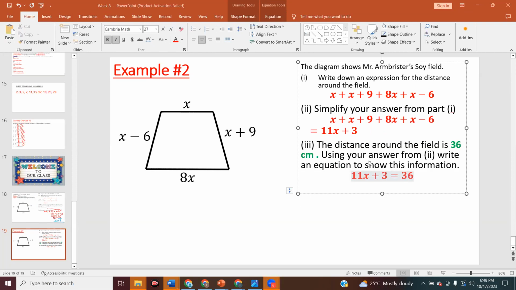How do we get that? Well, number one, we already add up all of the x's. So this is x plus 8x. That's going to be 10x plus that x. That's going to be 11x plus 3. We get the 3 because 9 minus 6 is 3. And then it says the distance around the field is 36 centimeters. So we take our answer from the first one and we set it equal to the perimeter of this shape. All right. Do you all understand that? Or no?